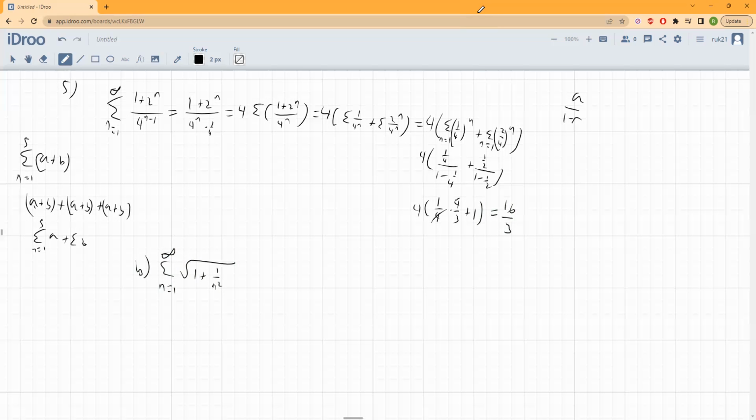And the reason this doesn't converge is because if you take the limit as n goes to infinity, what you'll see is that all of this doesn't go to 0. It actually goes to 1. And that means that this doesn't converge because you need this to at least converge to 0. So I'll write it out.